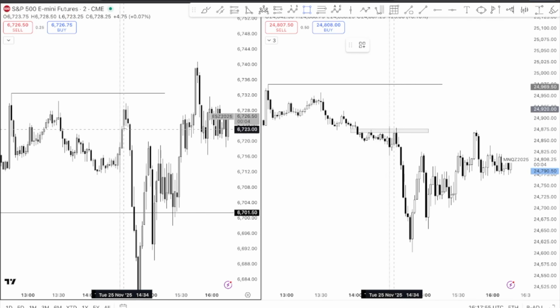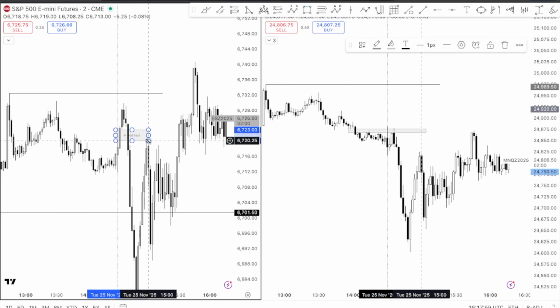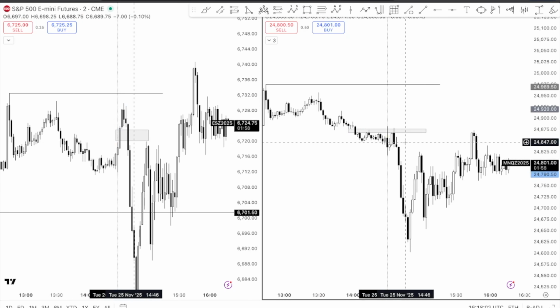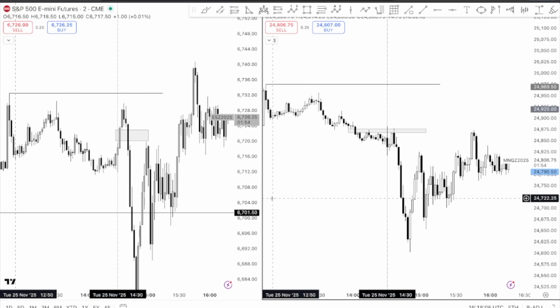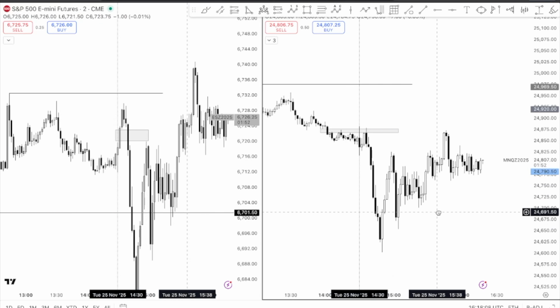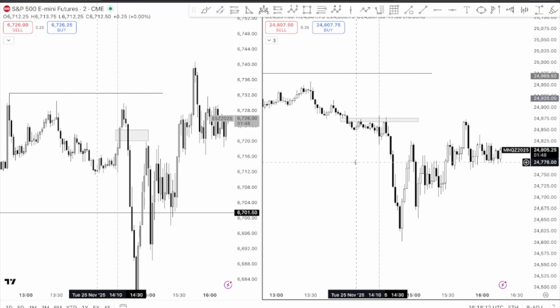So essentially ES failed to make a sweep here, failed to even sweep this high here. The 2-minute inverse fair value gap was then what gave NQ the steam to roll over and take out a bunch of low time frame lows here as draws on liquidity. Now we're just seeing barcode chop here, so we'll have to sit back and see how price plays out the rest of the day.